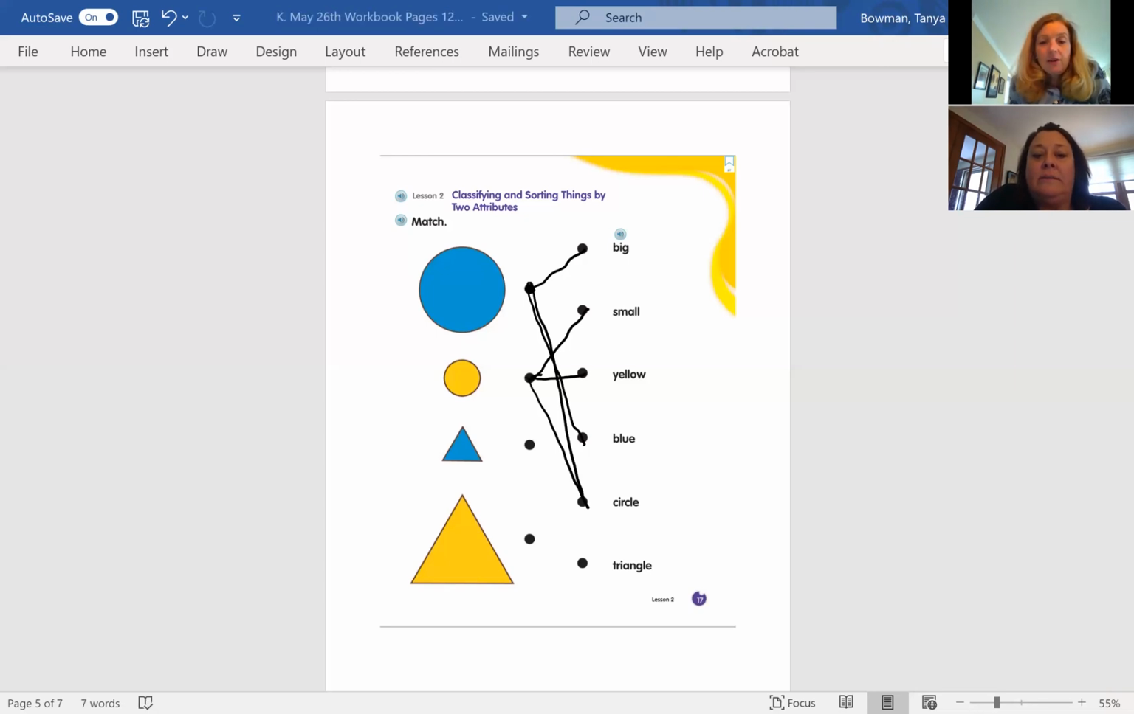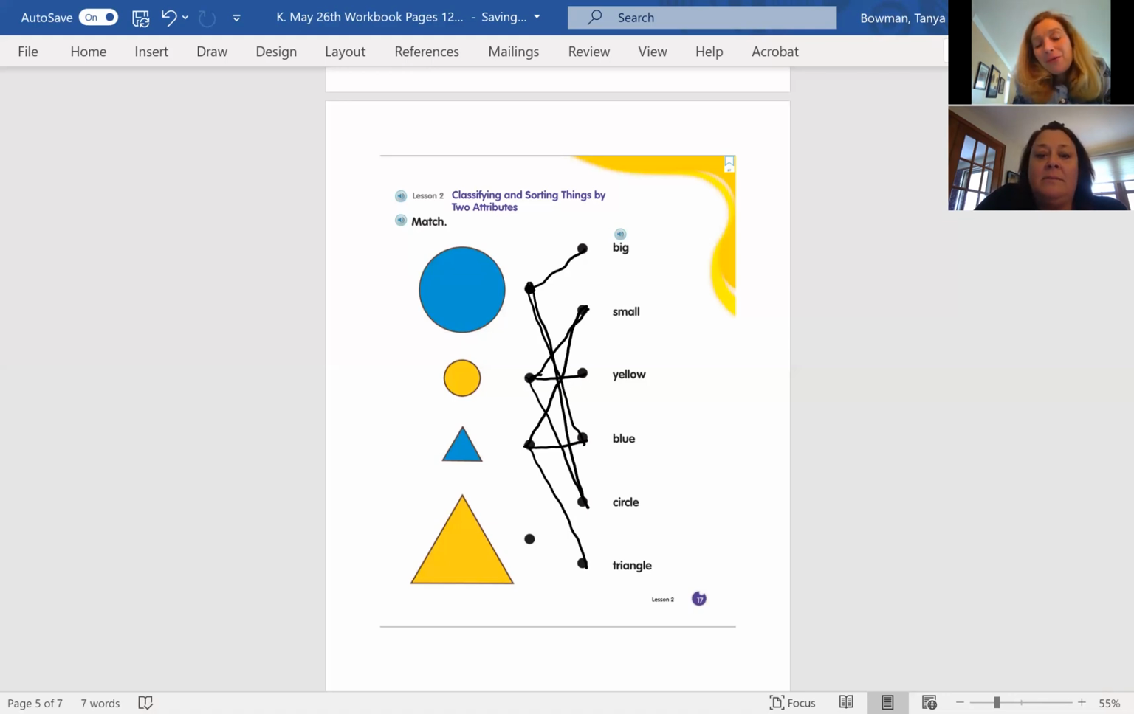Got it. Now, if we move our finger down to the blue triangle, again, I think it's small. So I would draw a line from the dot next to the triangle to the word small, to the word blue, and the word triangle. It looks like we're making some triangles in there, Mrs. Bowman, with a pencil. Absolutely.